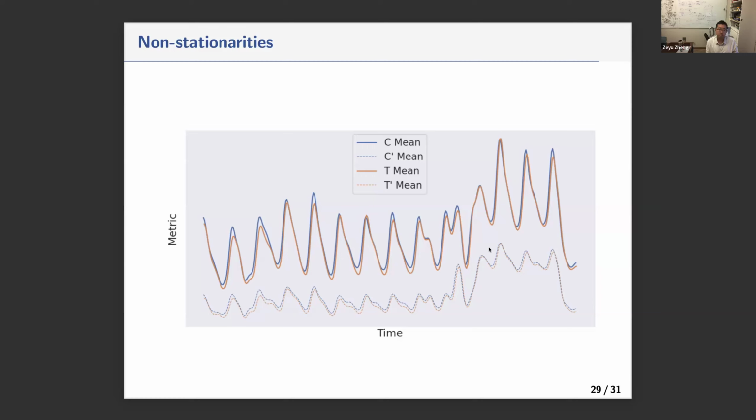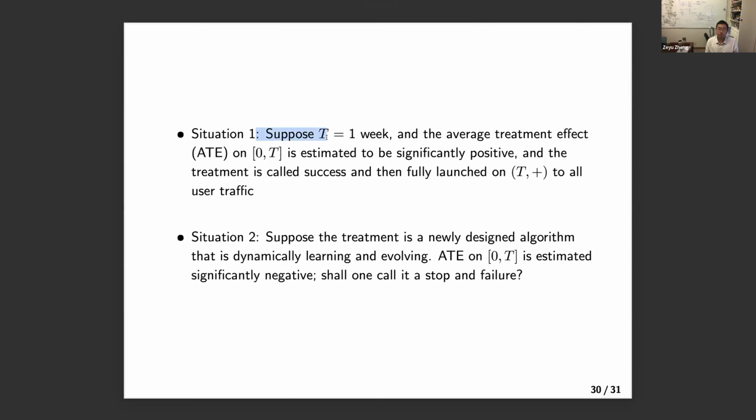Also, we note a limitation in the sense that, if we think about this situation, let's say we run experiments for 1 week and we estimate the average treatment effect, and if it's estimated to be significantly positive, then usually the treatment is called a success and fully launched, meaning that afterwards all the user traffic is assigned to treatment. This is aligned with the notion that things may be different even from week to week. It also indicates that, if a treatment is claimed to be better during the experiment horizon, how confident should we be in assuming its future performance, right?